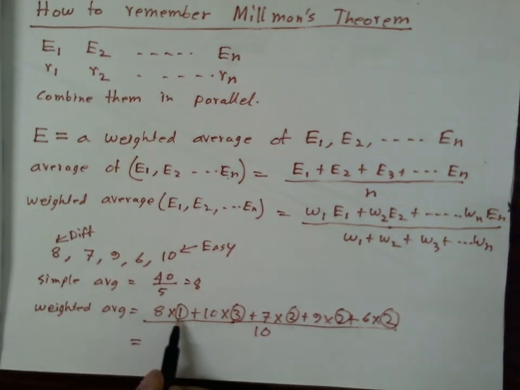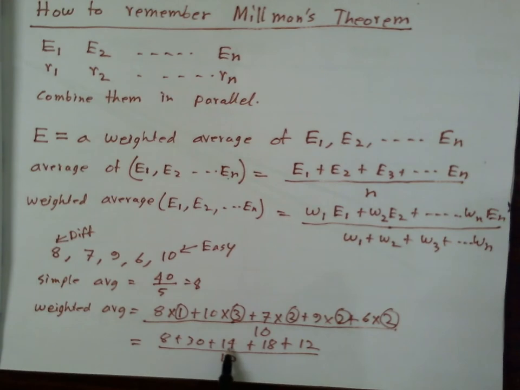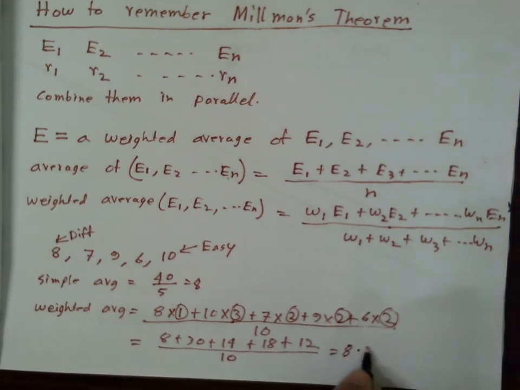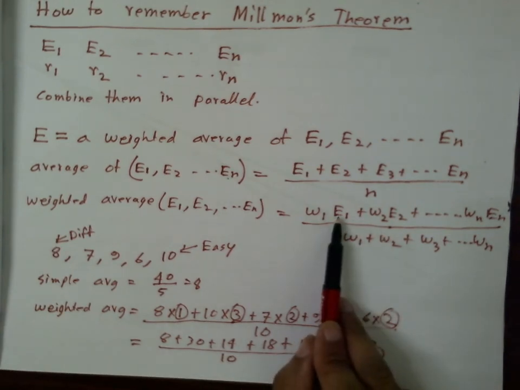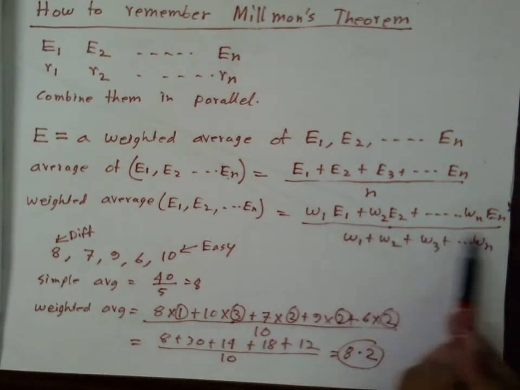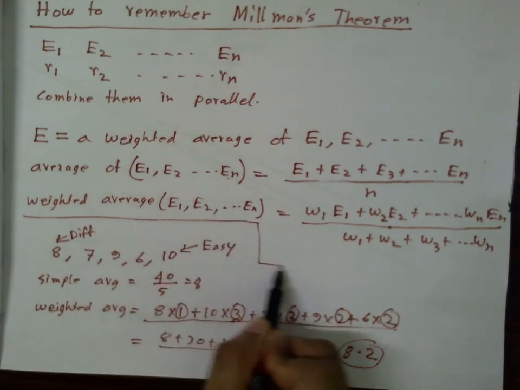So this becomes 8 plus 30 plus 14 plus 18 plus 12 divided by 10, which is like 30, 44, 74 plus 8, 82 by 10 is 8.2. So this is your weighted average. You get a better score with this weighting scheme. So this is how the weighted average looks. The individual numbers are multiplied with some weights, and then the entire sum is divided by the sum of the weights.